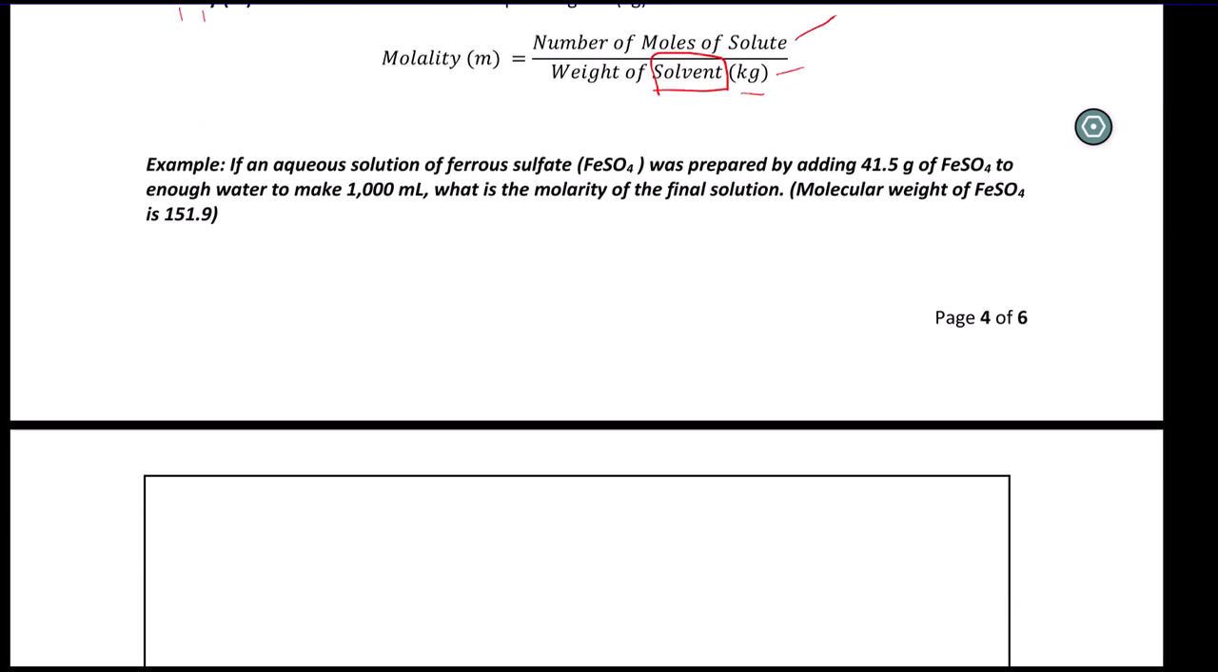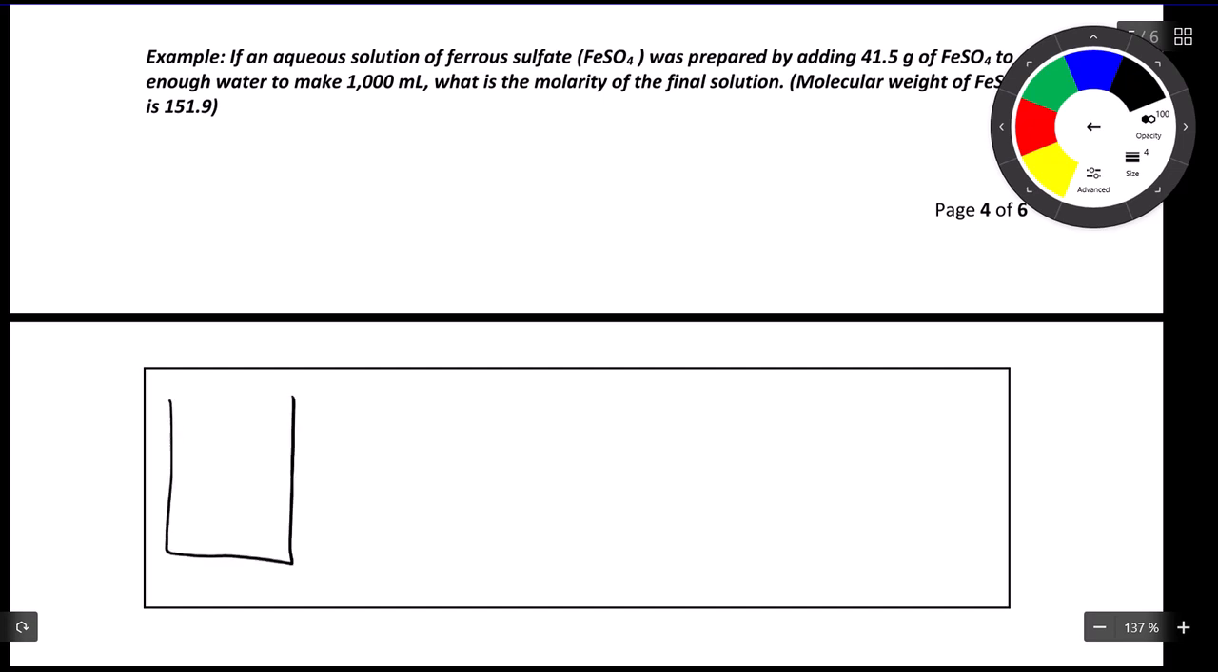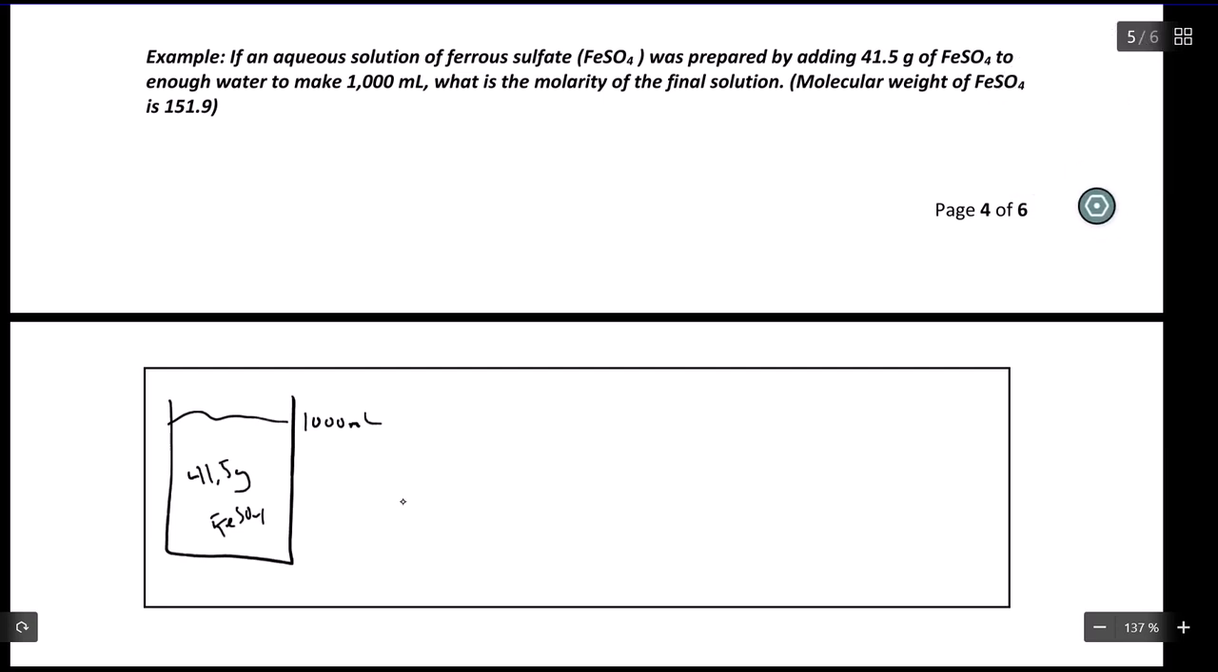So let's take an example here. This says if an aqueous solution of ferrous sulfate was prepared, it added 41.5 grams of ferrous sulfate in enough water to make 1,000 mLs. What is the molarity of the final solution? So draw my lovely picture so I can have reference. I have a volume container. Inside of it, it is going to have 41.5 grams, right, of ferrous sulfate. And it's going to have a total volume of 1,000 mLs. And it says, what is the molarity of the final solution?